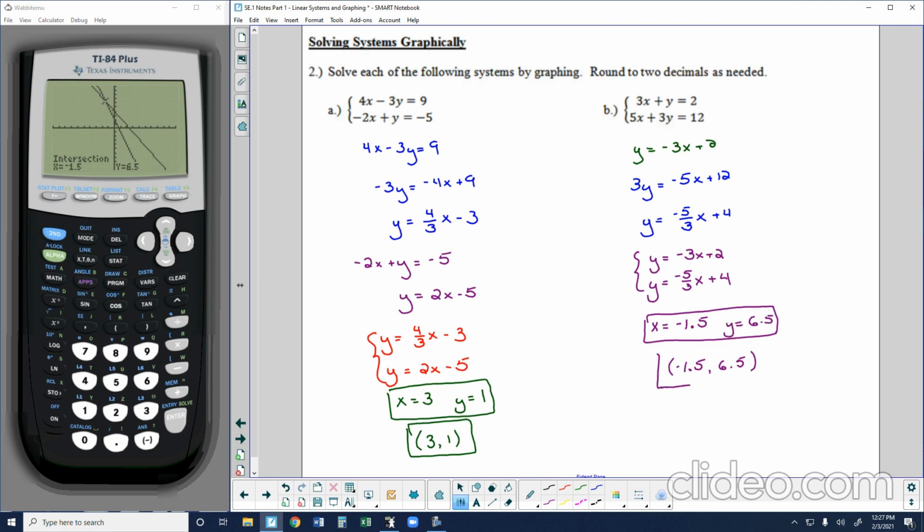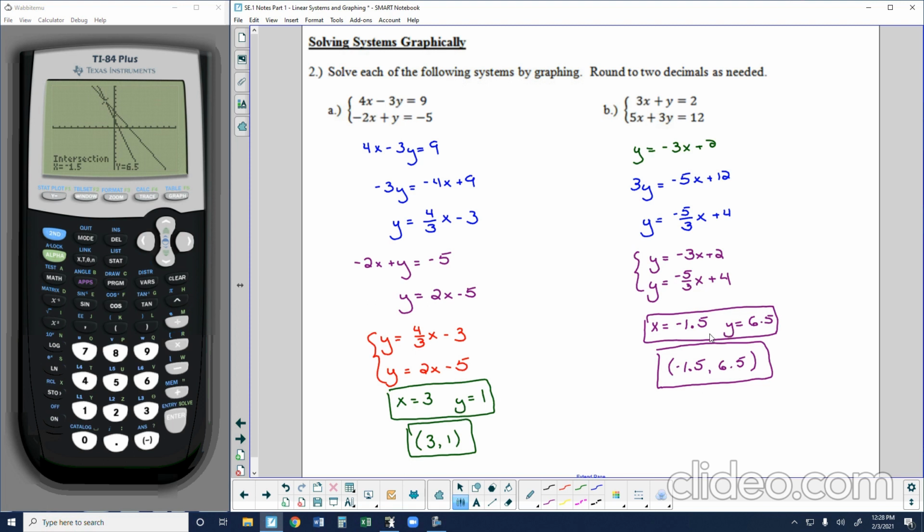Again, we could check that. If I substitute in, negative 1.5 times 3 is negative 4.5, plus 6.5 would be 2. If I substitute negative 1.5 in for x, 5 times that is negative 7.5. If I substitute in 6.5 for y, 3 times 6.5 is 19.5. 19.5 minus 7.5 would be 12. So this point is the solution to both equations in our system.